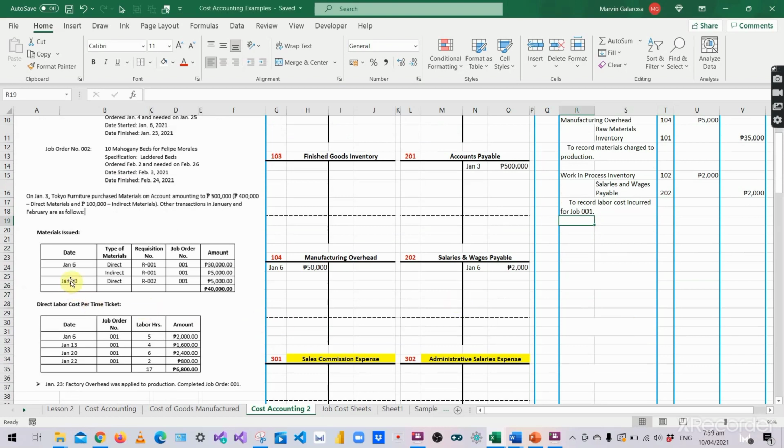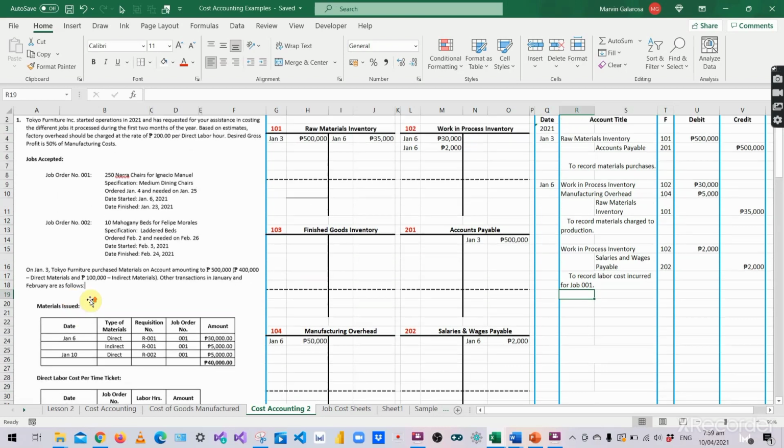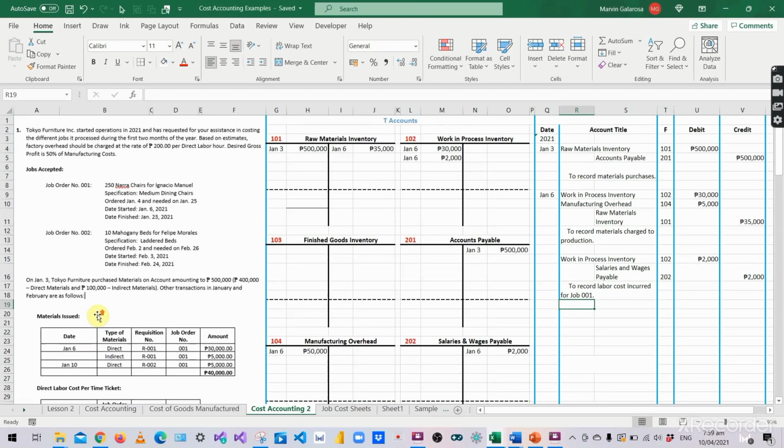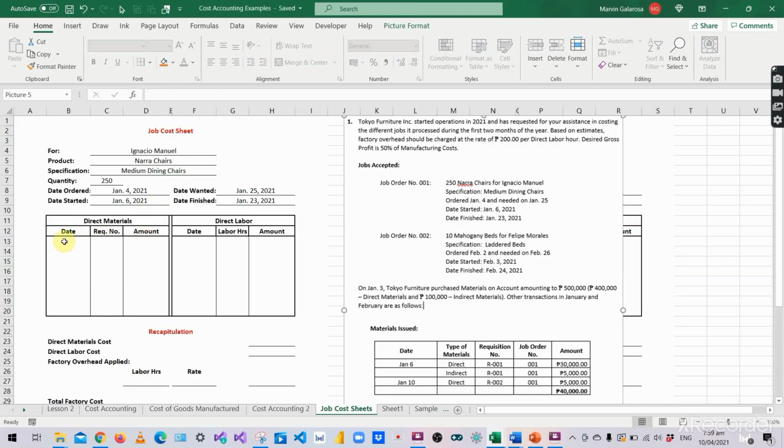Sumunod na transaction, January 10. Pero bago tayo mag-proceed dyan, remember na every time na meron tayong in-input or in-entry sa work in process, accordingly dapat supported yan ng job cost sheet. Supply din natin dito yung information. Date, January 6. Requisition number R-001. Magkano yung amount? 30,000 plus 5,000 equals 35,000 na materials.